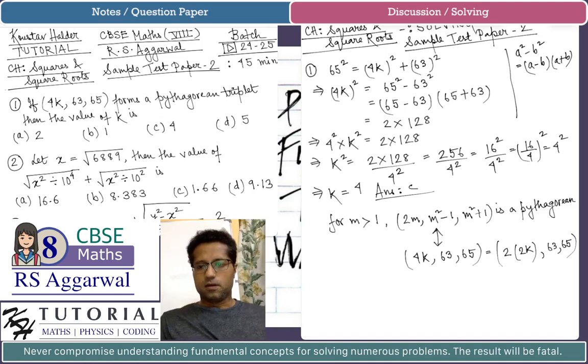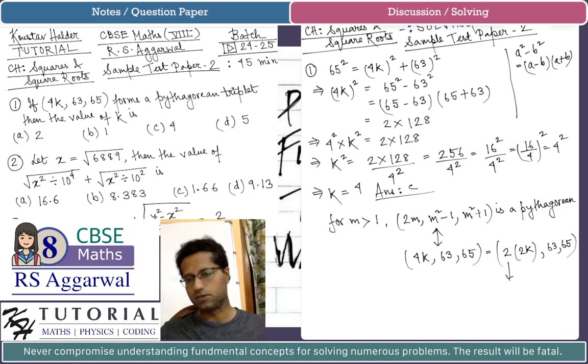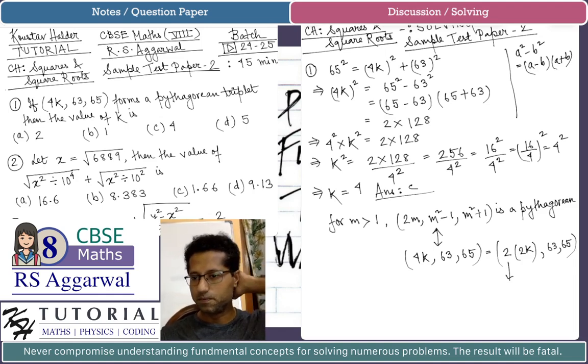Now if the given triplet is a Pythagorean triplet, and if we can indeed find a natural number m greater than 1 so that the given Pythagorean triplet can be expressed as twice m, m square minus 1, m square plus 1, then we can say that m will be twice k.